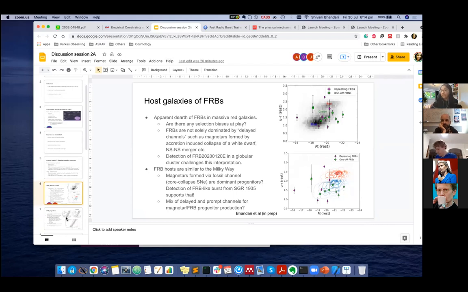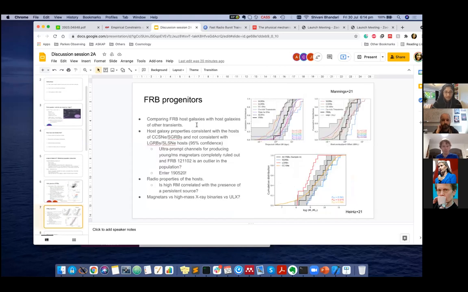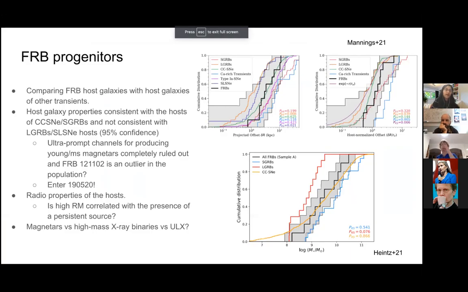So this was just comparing the FRB host galaxies with the underlying population of field galaxies. But now we can compare them with transients as well. Here we can compare FRB host galaxies with other transients, and that's what has been done in these two papers by Mannings and Hines. When they looked at the host offset distributions of FRBs, here projected offset means the physical offset between the center of the galaxy and where the FRB is. When you compare that with that of host galaxies of other transients, you start to see that LGRBs and superluminous supernovae are not statistically consistent with FRB host galaxies, and the properties of core collapse supernovae and SGRB hosts are kind of consistent with what we can see with the current data.